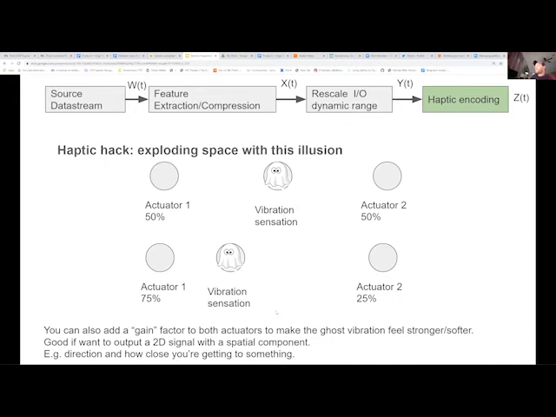The other thing you can apply that I'll also mention, another hack for encoding signals, is to use illusions. So here's a pretty well-known illusion.